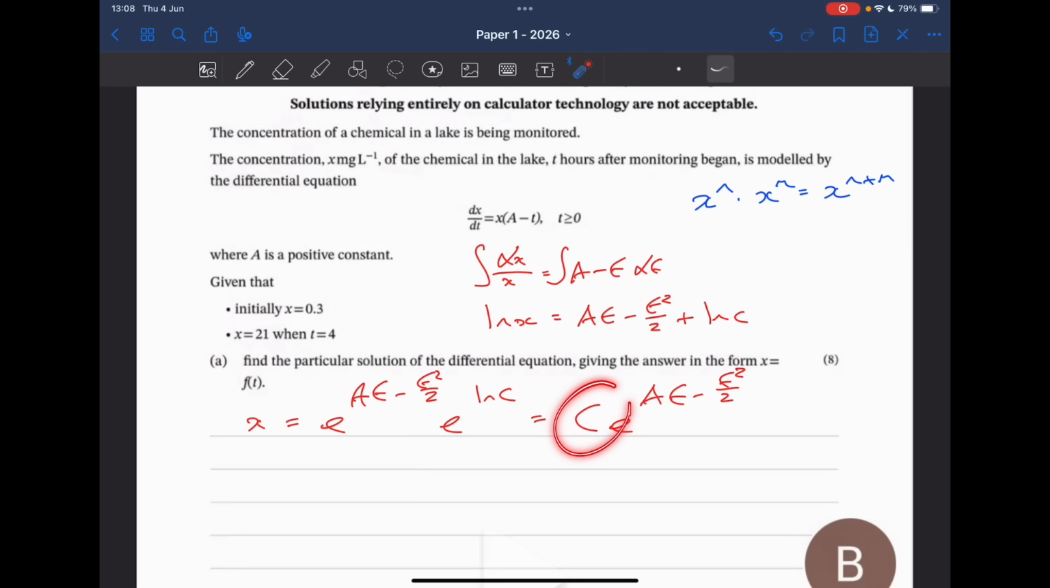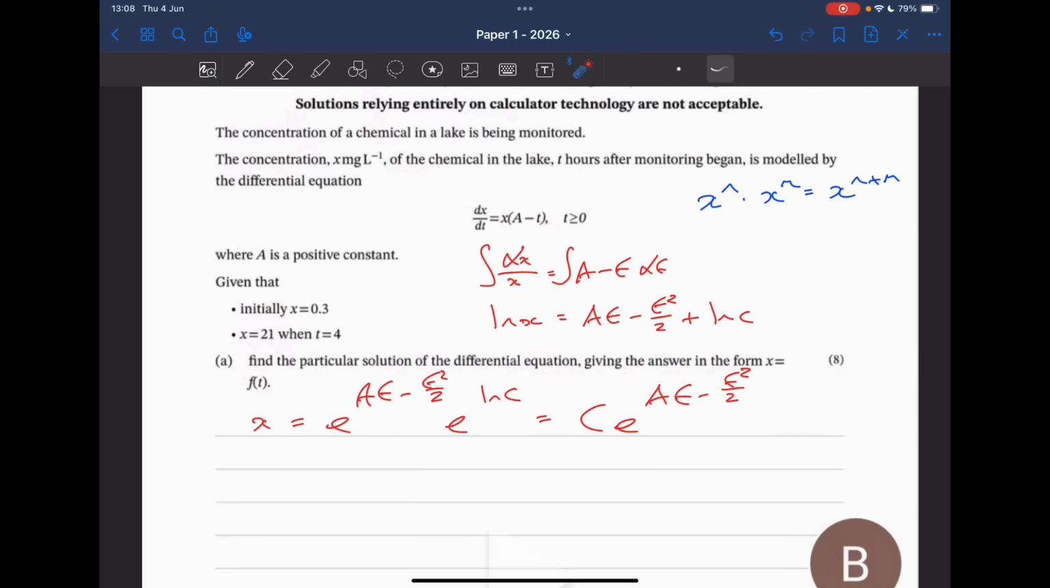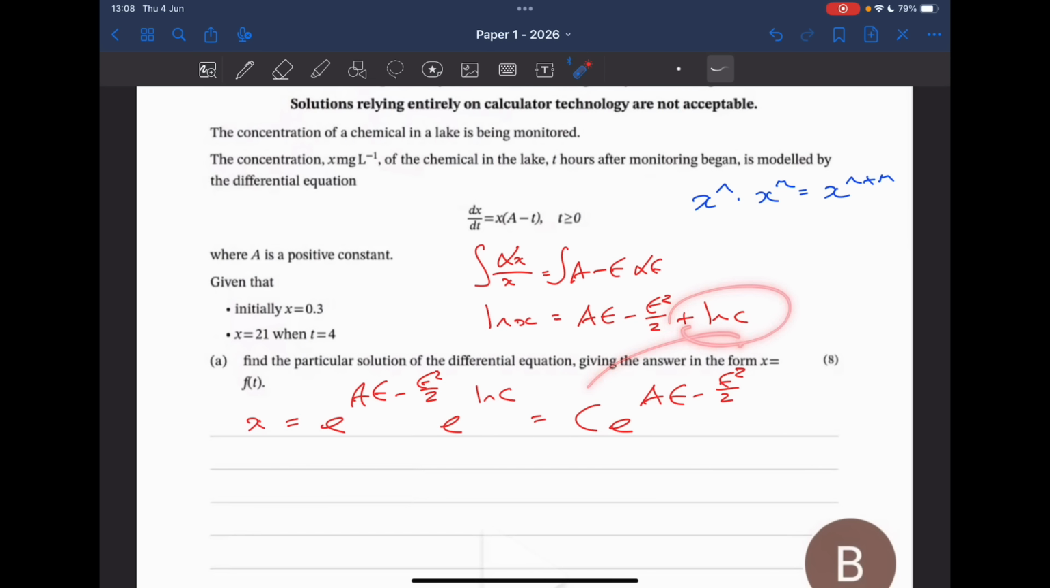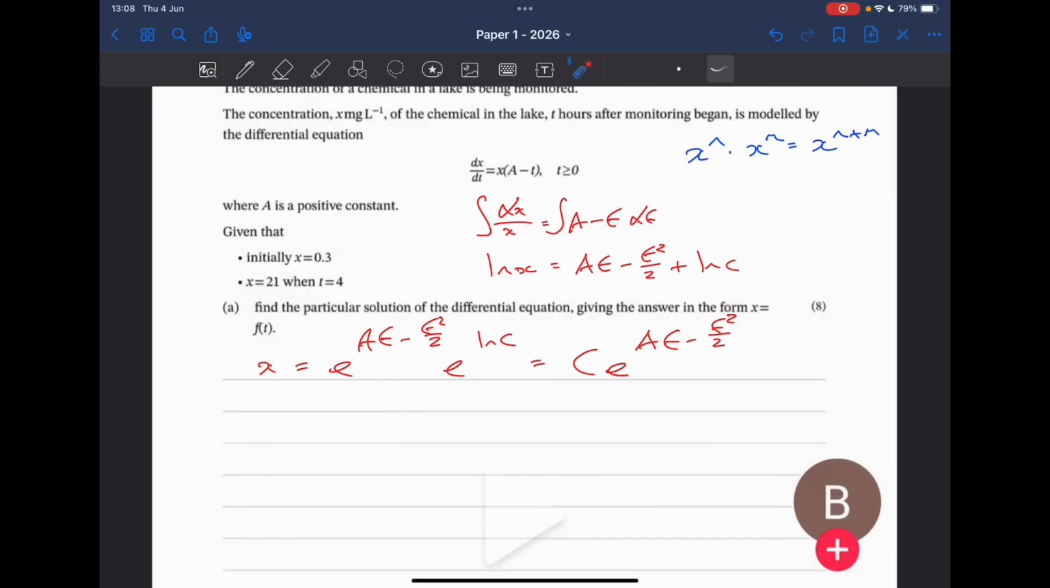I'd much rather have this just be c. Do you know what I mean? Maybe it's horrible to start with, but I don't care about how I start. I care where I end up. And this is much nicer to deal with than having some e to the c thing flying around. And yeah, this is good then. Let's plug in our values.